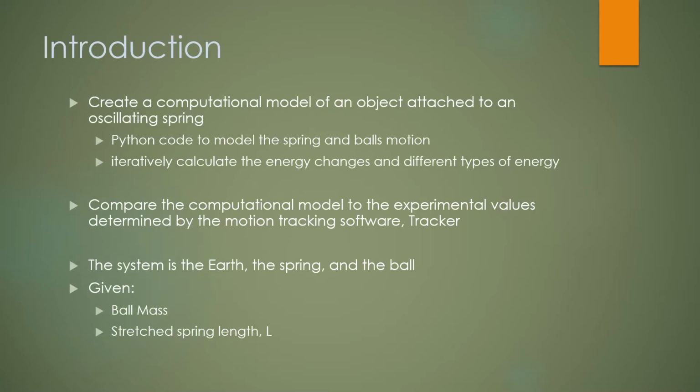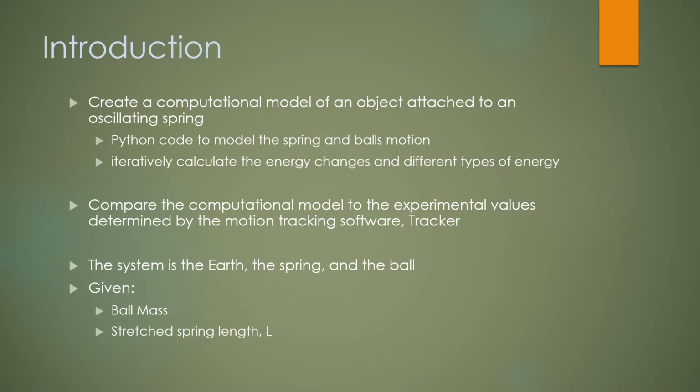In this lab, we will create a computational model of an object attached to an oscillating spring. We will use Python to model the spring and the ball's motion. We will then iteratively calculate the energy changes in the different types of energy found in our system. We will compare the computational model to the experimental values determined by the motion tracking software Tracker.